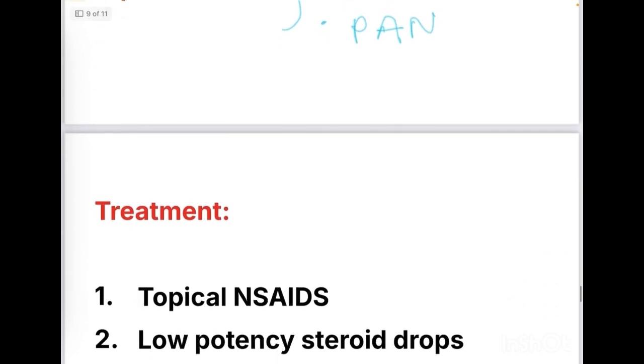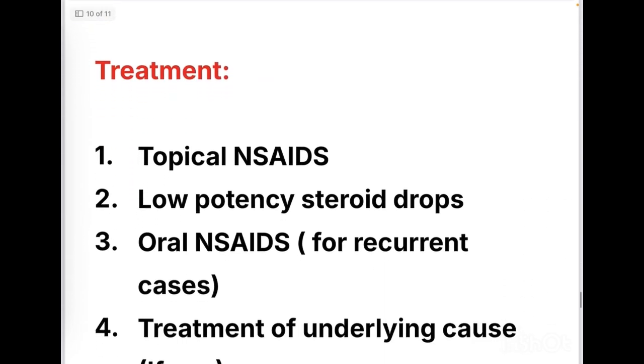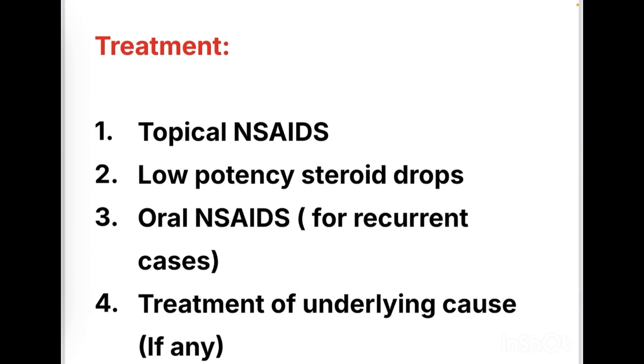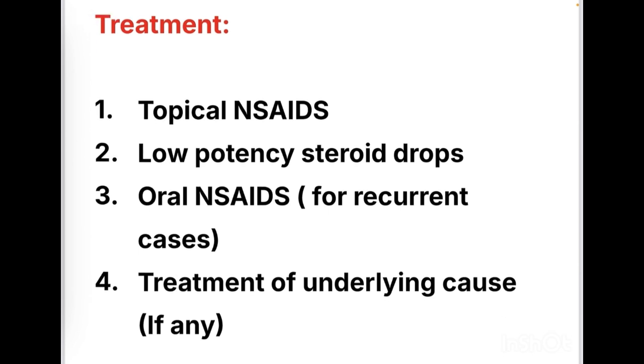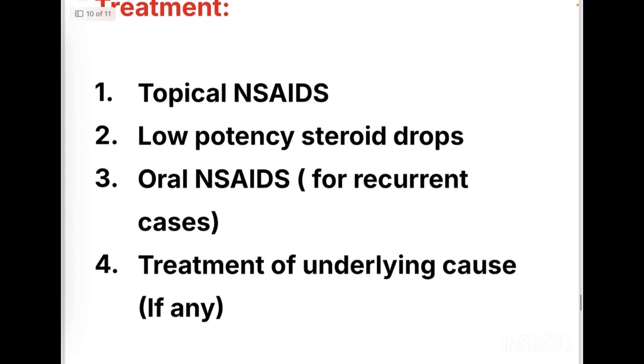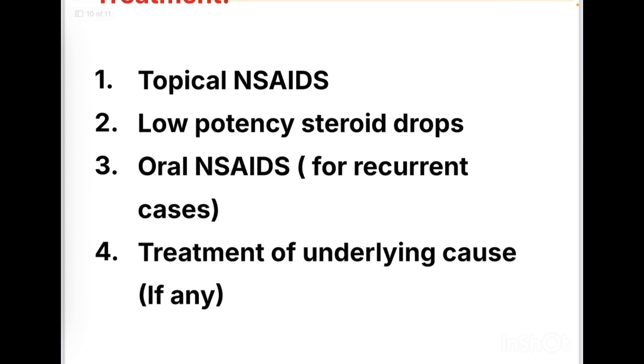Now we'll move on to the treatment part. Treatment is usually topical nonsteroidal anti-inflammatory drops for 1 week. The patient will get cured with these drops only. But if more than 1 week has lapsed and the patient is still not recovering, we have to give low potency steroid drops. In recurrent cases, we have to give oral non-steroidal anti-inflammatory agents. And if there is any underlying systemic condition, we have to refer them to a rheumatologist to get that treated.